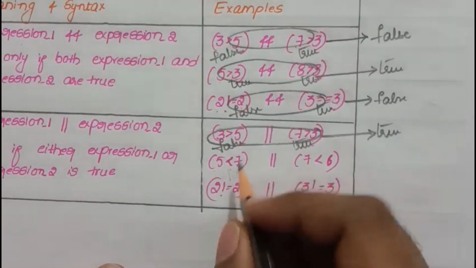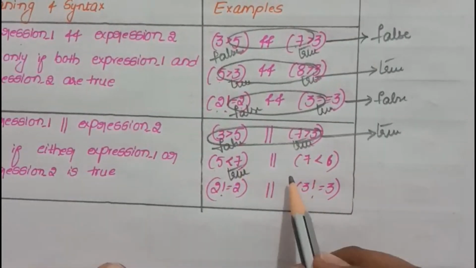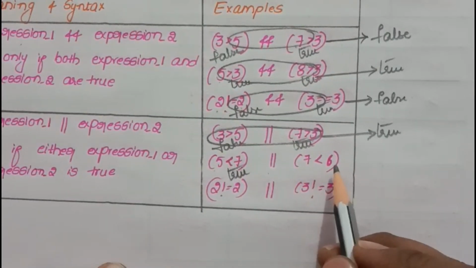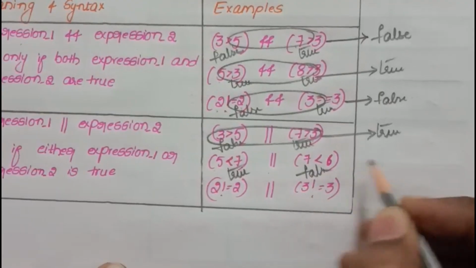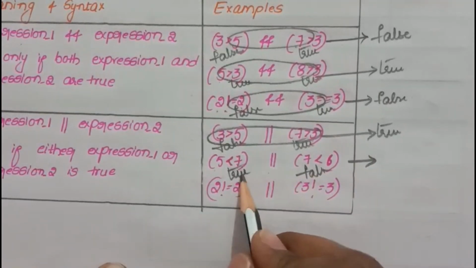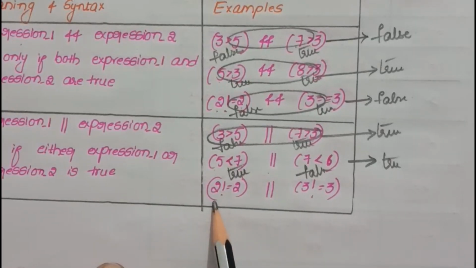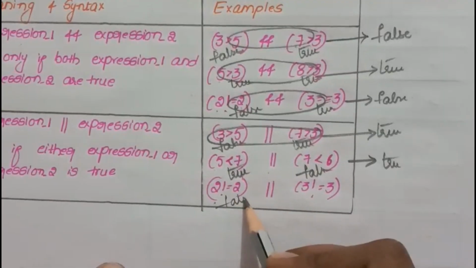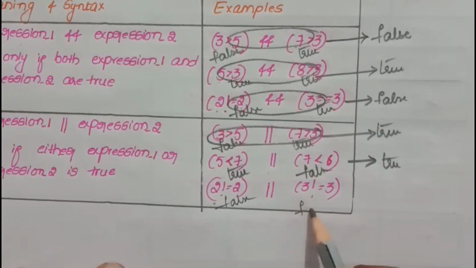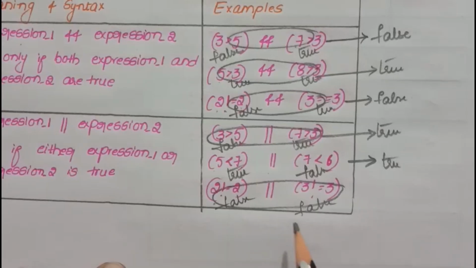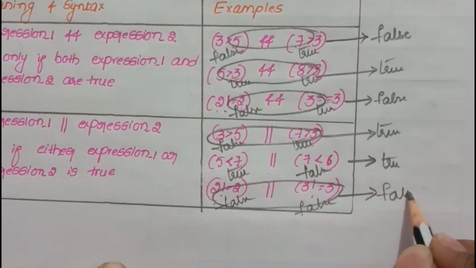5 less than 7, true. Logical or 7 less than 6, false. So at least one of them is true, right? So the entire expression will get evaluated to true. 2 not equals to 2, it is false. 3 not equals to 3, it is also false. In this expression we can see none of the expressions evaluated to true, so the ultimate output will be false.